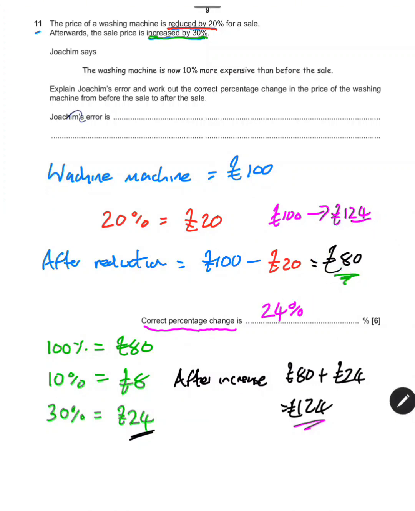We can now explain Joachim's error, and the error he made is kind of down here. He didn't increase this new value. What he was just working on is the original money. So we can kind of write that.